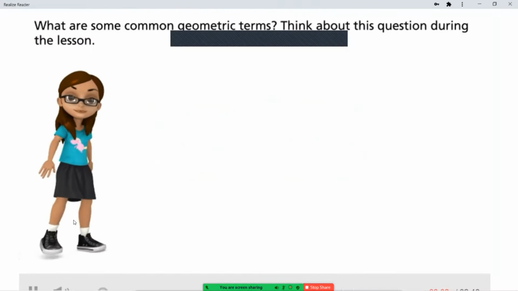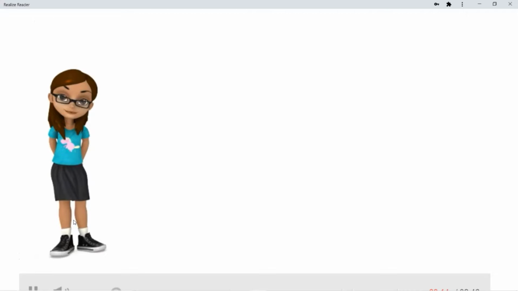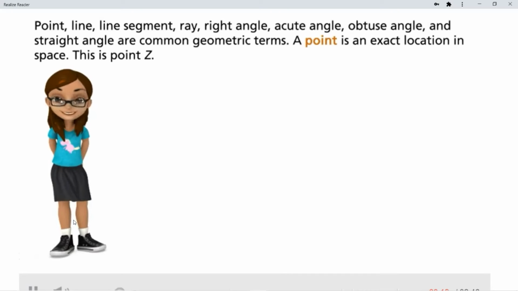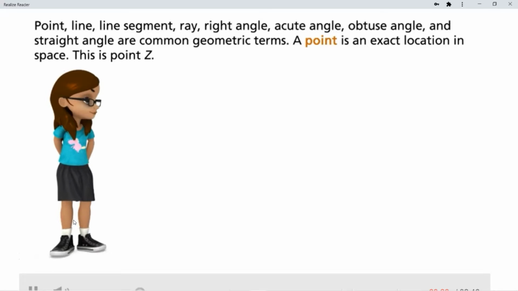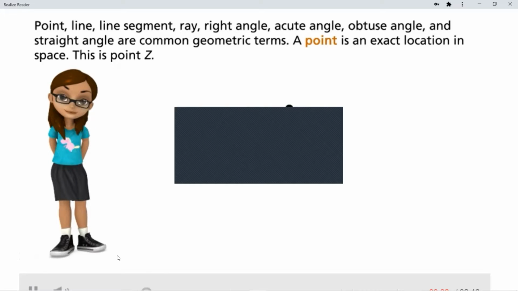What are some common geometric terms? Think about this question during the lesson. Point, line, line segment, ray, right angle, acute angle, obtuse angle, and straight angle are common geometric terms. A point is an exact location in space. This is point Z.